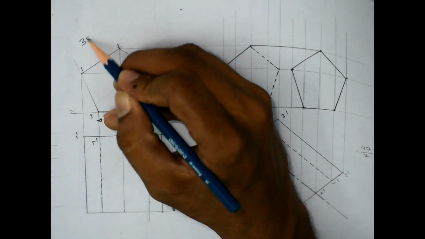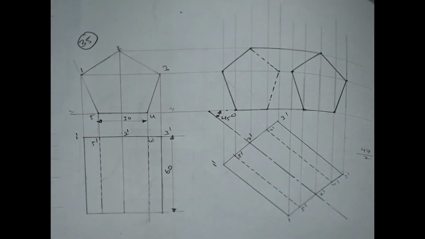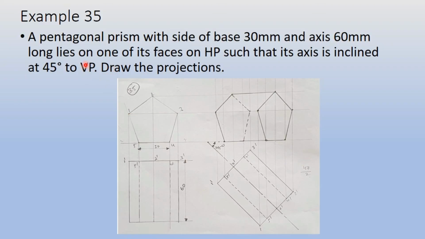This completes our question number 35. So this is the final answer of your question number 35. Pentagonal prism resting on its face on HP with the axis inclined at 45 degrees to VP. So you have these two conditions satisfied here: the face resting on the HP, and axis inclined at 45 degrees to VP.